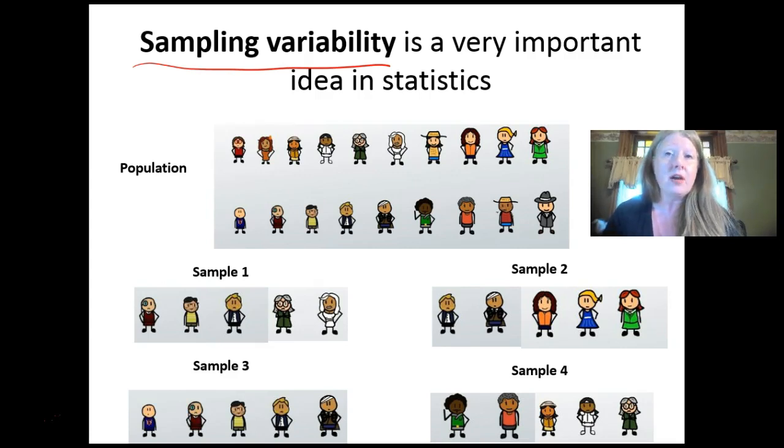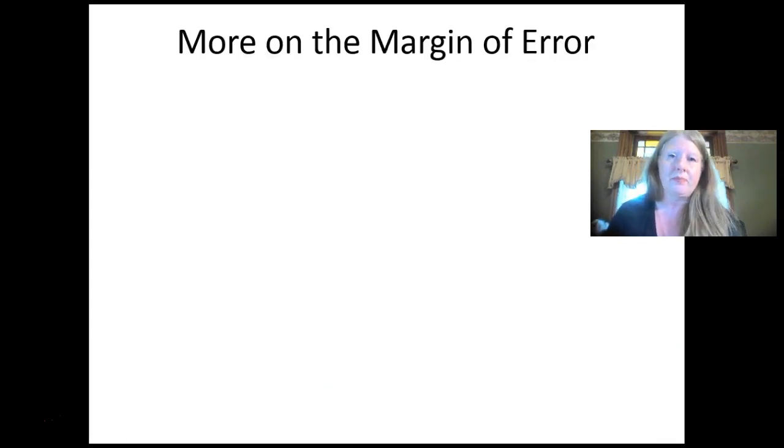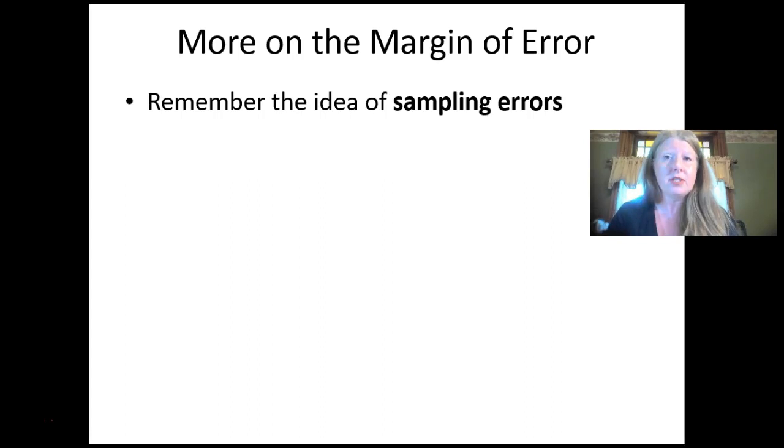And if we're going to take our sample and make an inference back to the population, we need to think about the fact that our sample is just one subset of lots of possible samples we could have drawn from the population. So we have to be thinking about the variability, this idea of sampling variability. So again, more on the margin of error.